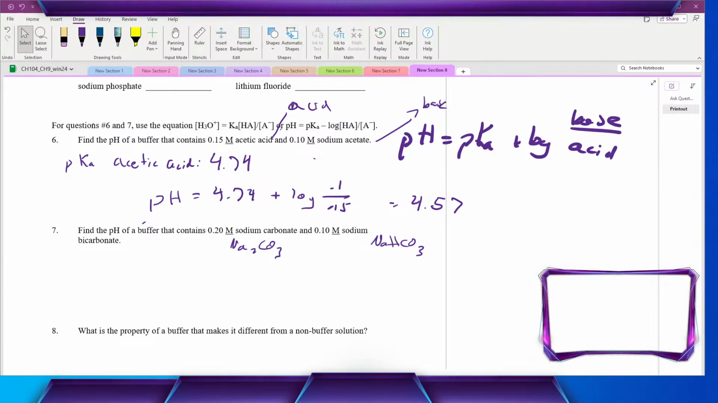And for this one, let's see. Looks like it's 10 to the pKa. So this one, you have to be careful because it has two pKa's, and we want kind of the second one because it should be bicarbonate to carbonate. So this would be 10.3.